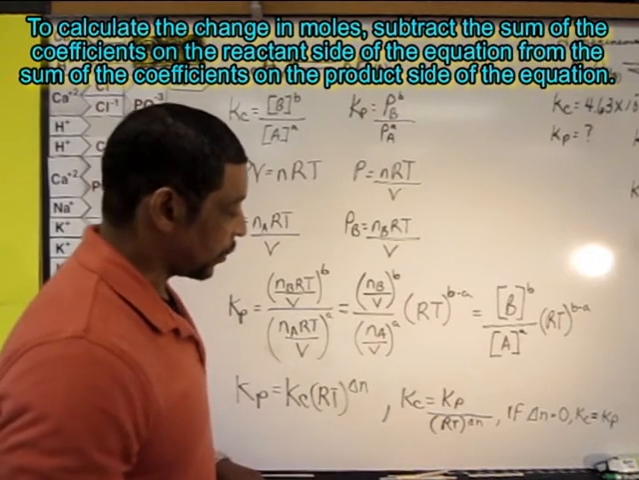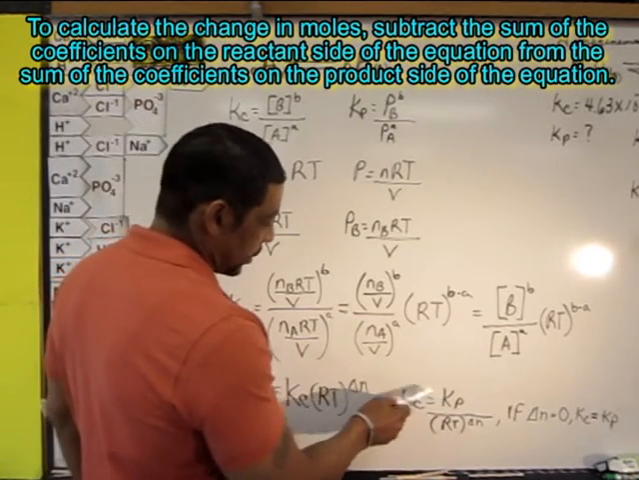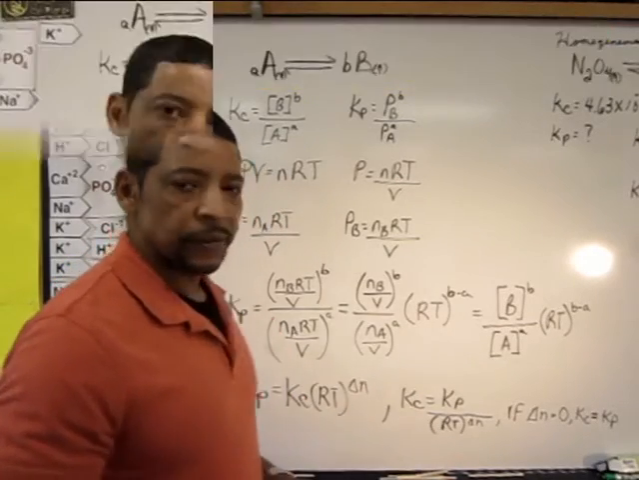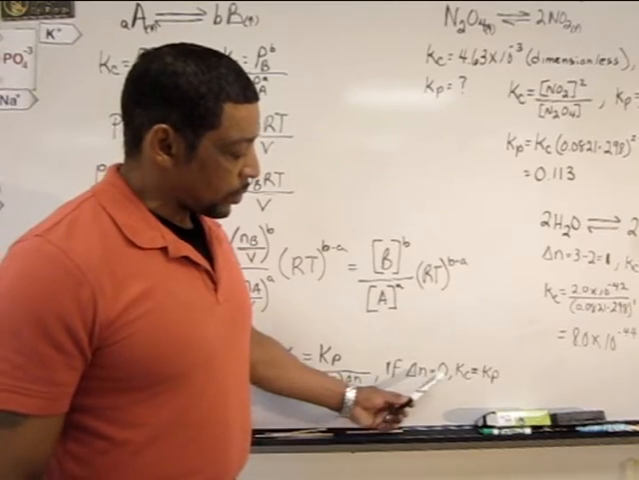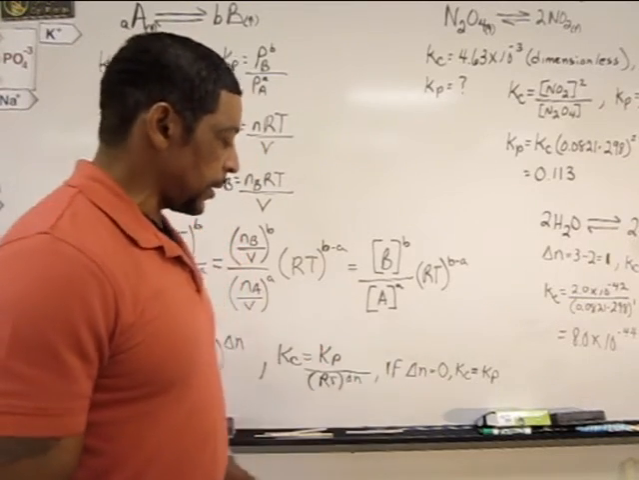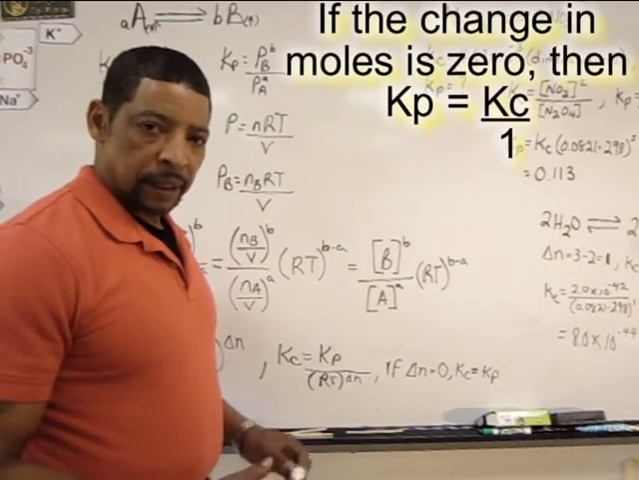And of course, in this expression, to solve for Kc, simply divide Kp by RT to the delta n, or change in moles. If there is no change in moles, or delta n is equal to 0, then Kc is equal to Kp, since any value raised to the 0 power is 1.